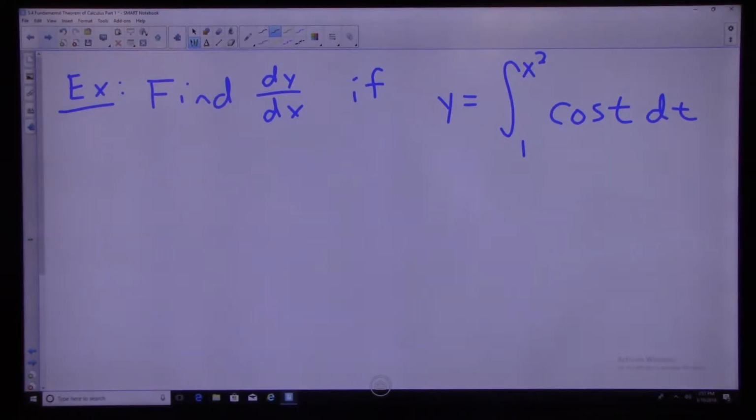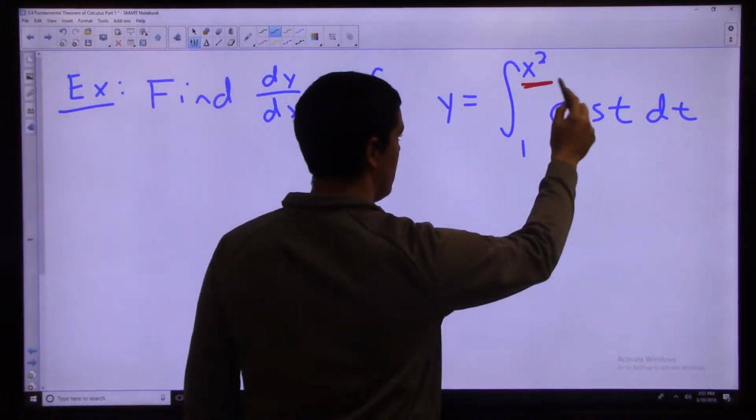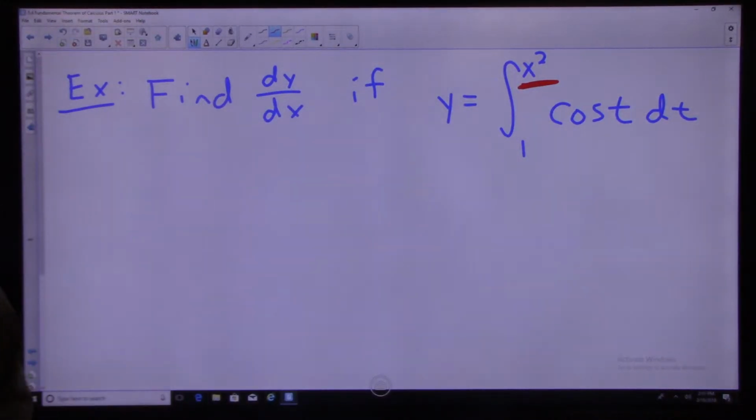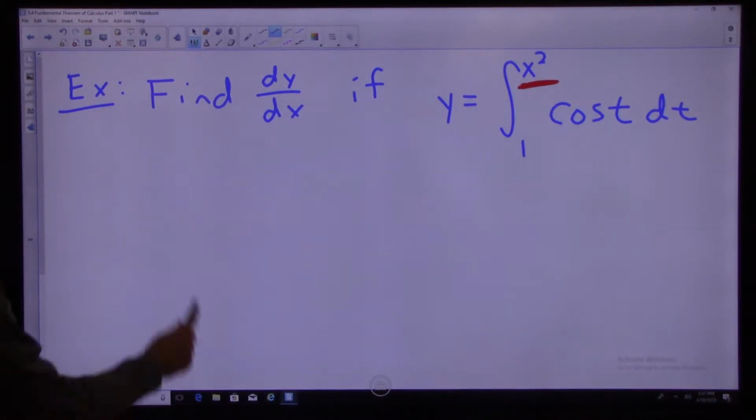Alright, now this one's not as easy as just plugging x into our variable. I'll just go ahead and warn you here. It's not as easy because of the x squared. Alright, so the fundamental theorem of calculus tells us this. Let me write it down again just so I don't have to keep flipping back to it. Alright, so here's what it tells us.